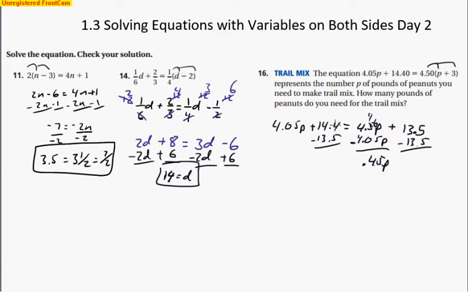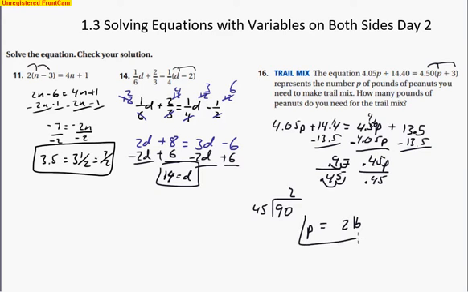Here I have to borrow and I get 9/10. So now we're ready to divide. So I'm dividing 45/100 into 9/10. So I'm moving the decimal 2 spaces over. That means 2 spaces in the dividend also. So really I'm doing 45 into 90, which goes 2 times. So p equals 2 pounds.